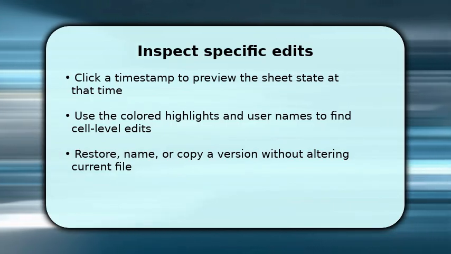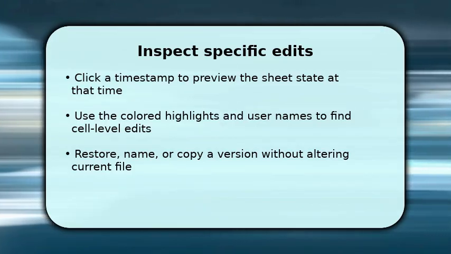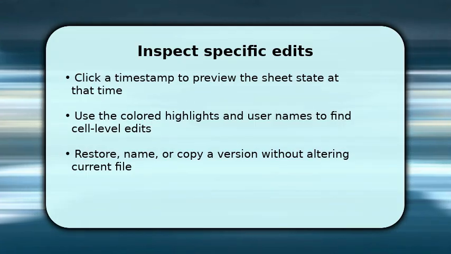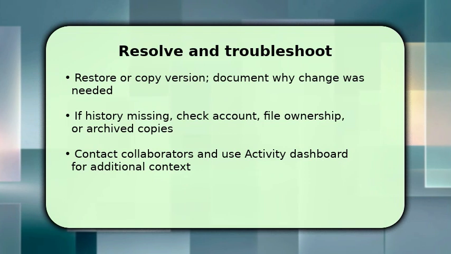If you need that state back, use Restore or name the version for documentation. Alternatively, copy that version to a new sheet to extract data without changing live content. This approach preserves history. Finish by choosing the action. Restore the version to revert changes, copy it to a new file, or name it for records.